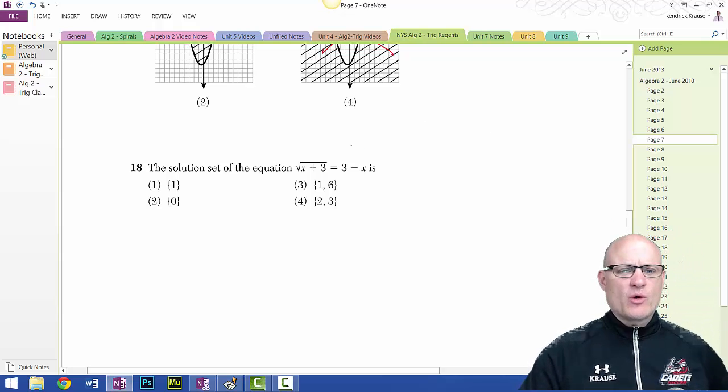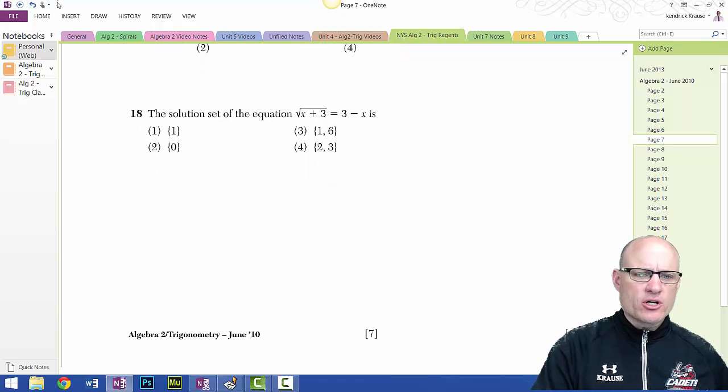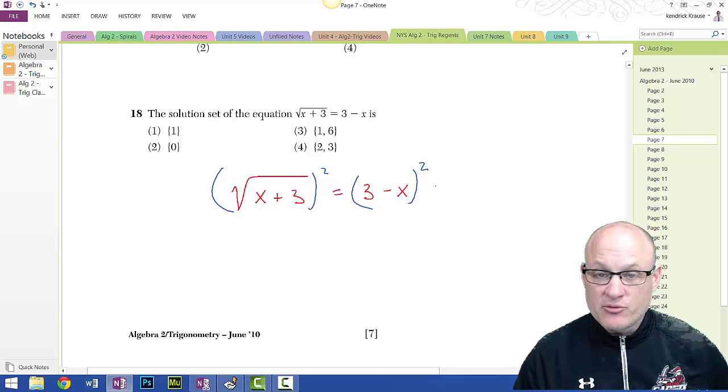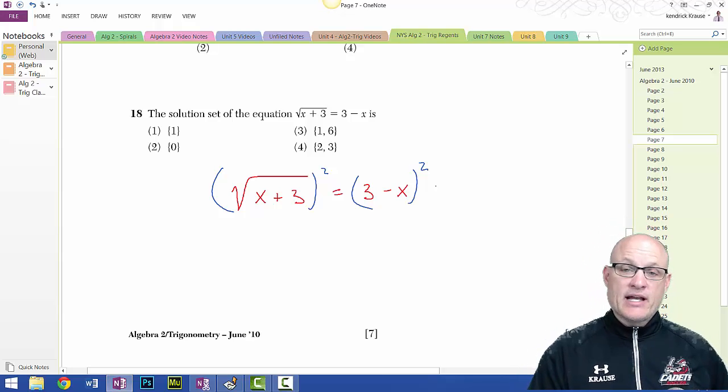Anytime you see a square root in an equation, you know you're going to be squaring it to get rid of it. So what I have here is the square root of x plus 3 equals 3 minus x. So I know that I need to square this side. And I also need to square this entire side. And the key is being able to put that in parentheses.